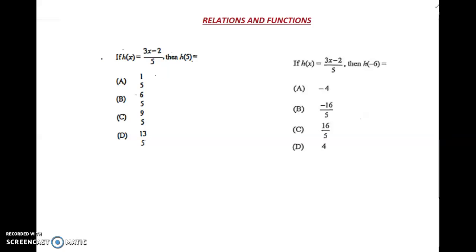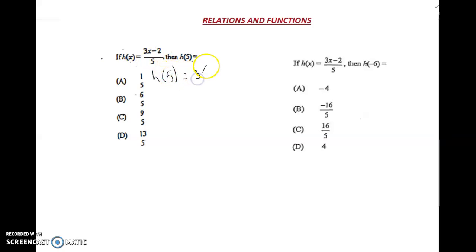Again, similar things here. We want h of x is 3x minus 2 over 5. The two questions have the same function. You just have to do different substitutions. So we want to find h of 5 here first. So if we see x, we're going to replace it with 5.